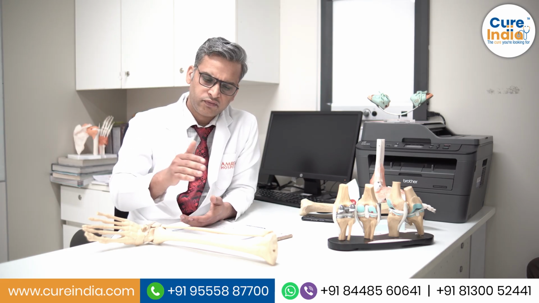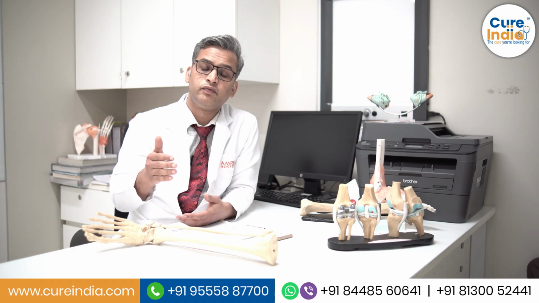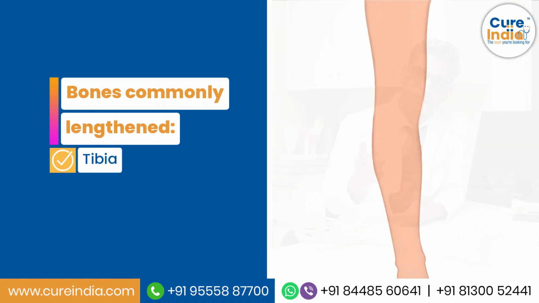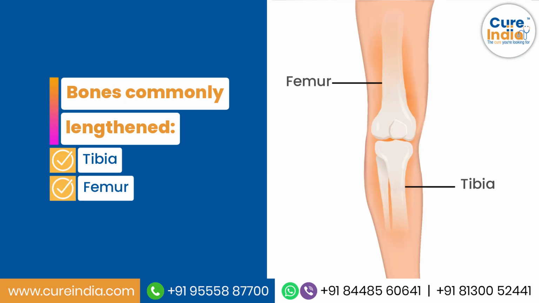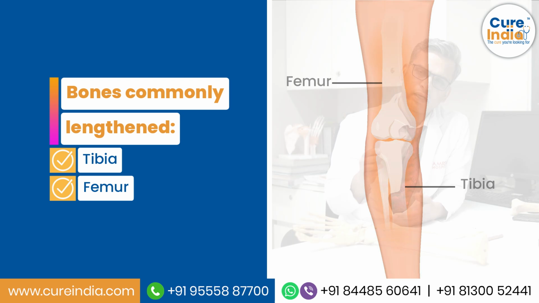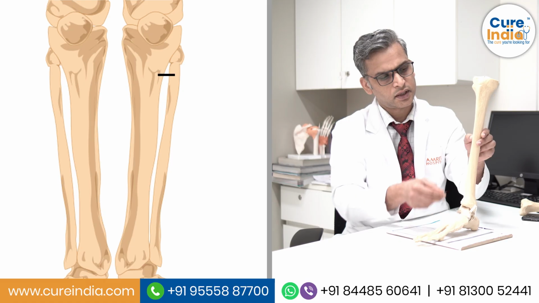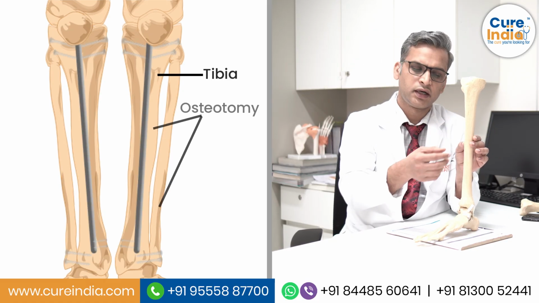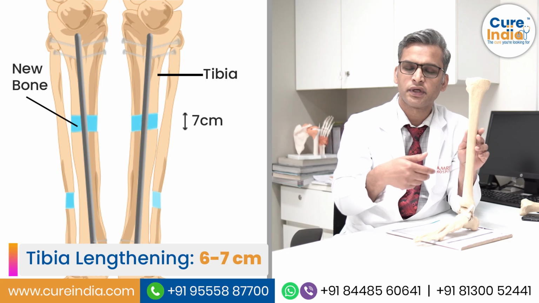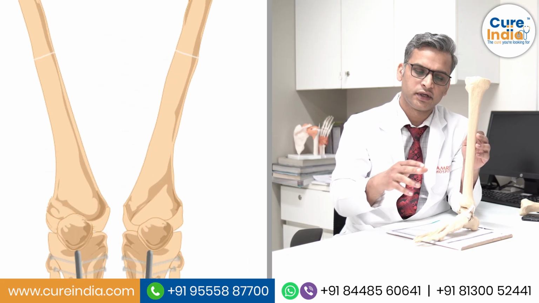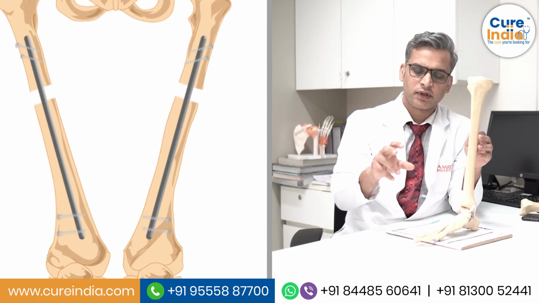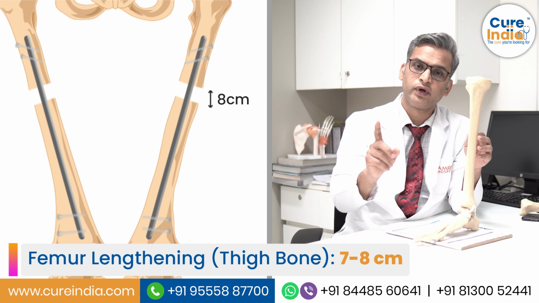So if we think of which bone to increase, there are tibia and femur. There are two bones in the lower limb. So we can increase height of both the bones, tibia as well as femur, depending on requirement of the patient. If a patient wants height increase of only 2 inches or 5 centimeter, we lengthen only one bone, the tibia. I'm showing an example. So this is the tibia. In tibia, we can lengthen by around 6 to 7 centimeter, depending on the patient's requirement. In femur, the thigh bone, height can be increased by 7 to 8 centimeter in one go.